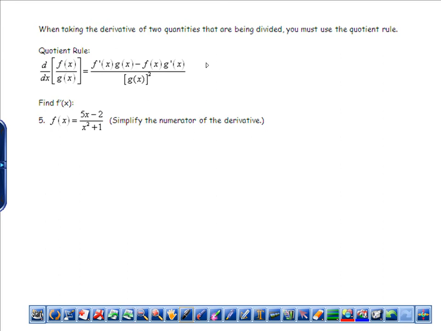Okay, now we have something called the quotient rule. It says when taking the derivative of two quantities that are being divided, you need to use the quotient rule. This is a little bit more complicated. If you notice, here I have the derivative of f of x over g of x, and the top part looks like the product rule, but with a minus sign. And in the denominator, we have g of x squared.